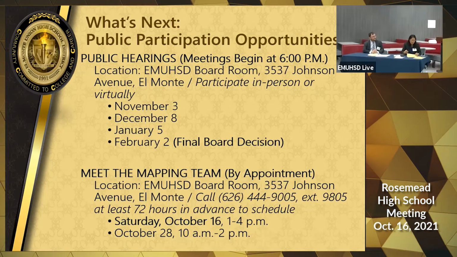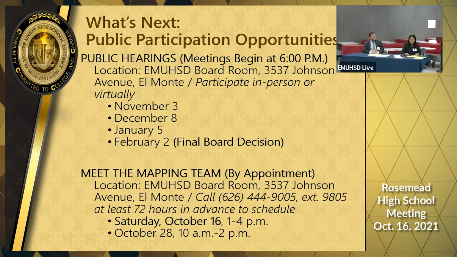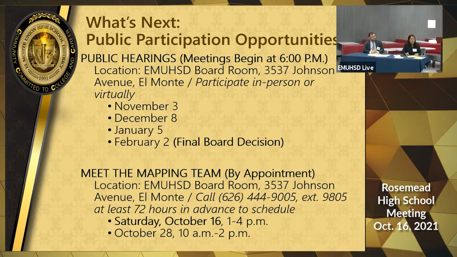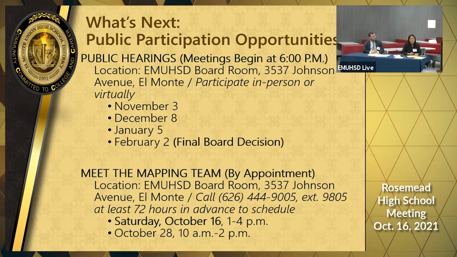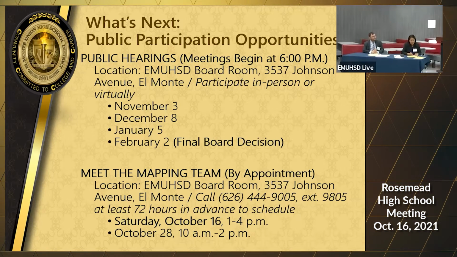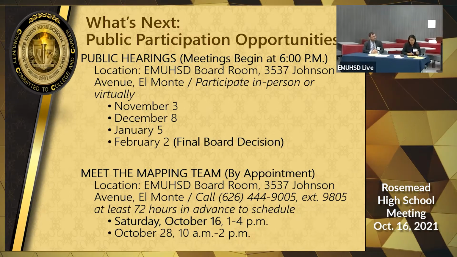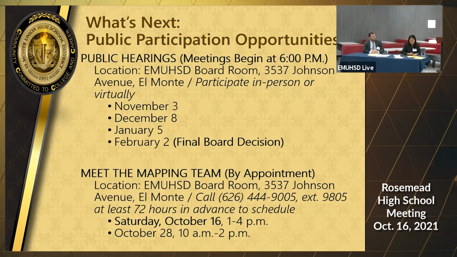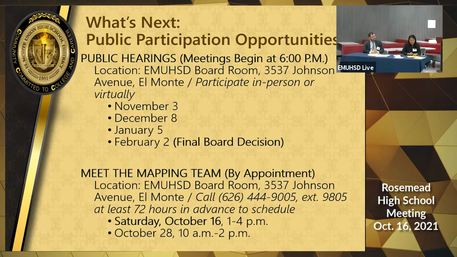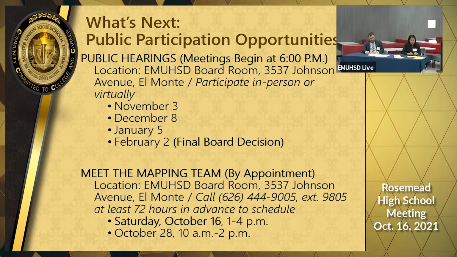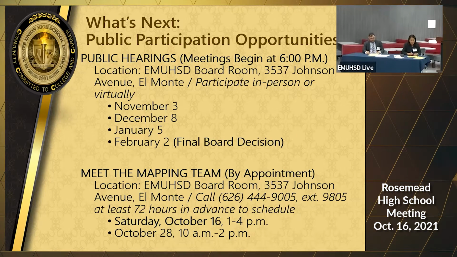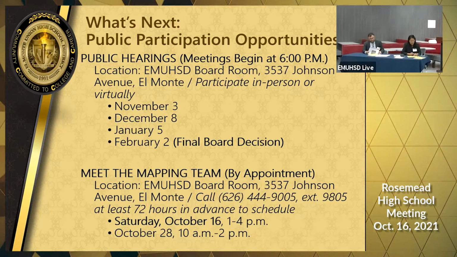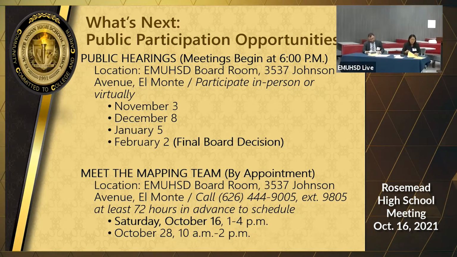We also have an opportunity to have a one-on-one meeting by appointment with the mapping team. You might be interested in having that one-on-one discussion with the demographer and asking specific questions regarding the map, or maybe you're interested in forming your own map. And so this is a great opportunity to have that one-on-one discussion, and we accept meetings by calling the school district office at 626-444-9005, extension 9805. And we ask that you call at least 72 hours in advance to schedule. Our next opportunity for the mapping team appointments will be October 28th from 10 to 2.